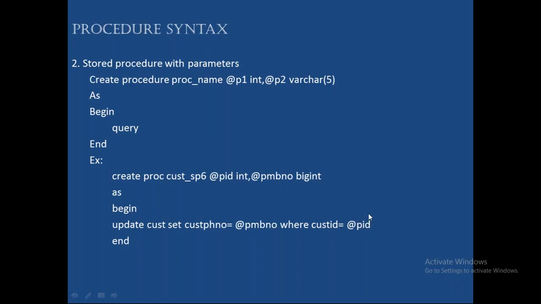Then what I will do, I will say wherever customer ID is 10, please update that particular row, that particular record's mobile number, update to the new number which I am providing. That's how you need to update.